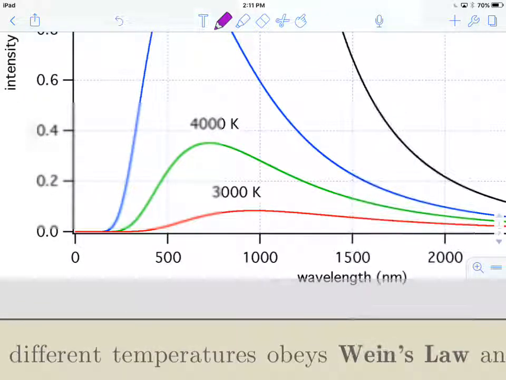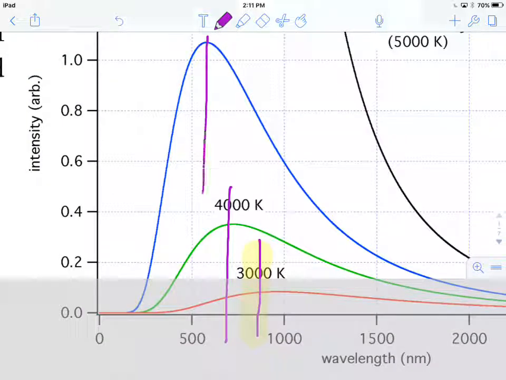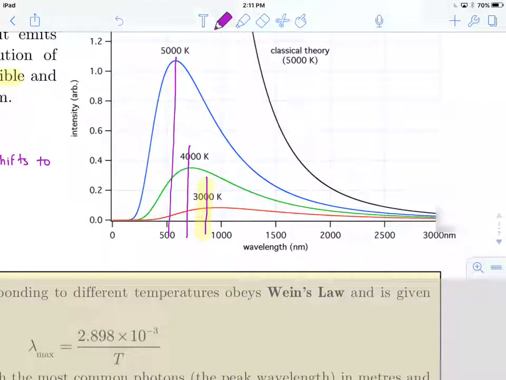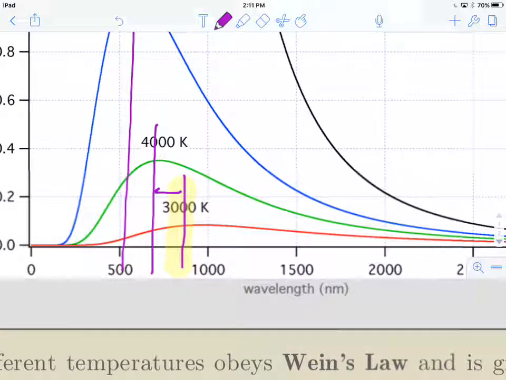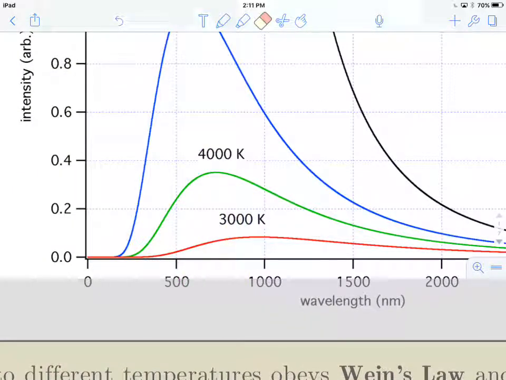So here's the peak of the red curve, kind of here. The peak of the green curve is now shifted to a lower wavelength. And then we come over here and we can see the peak of the blue is shifted to an even lower wavelength. And yes, I know these lines aren't straight, but this is just an approximation, right? So we can see this shifting peak wavelength as we get hotter and hotter. So that's one observation that we've noticed.